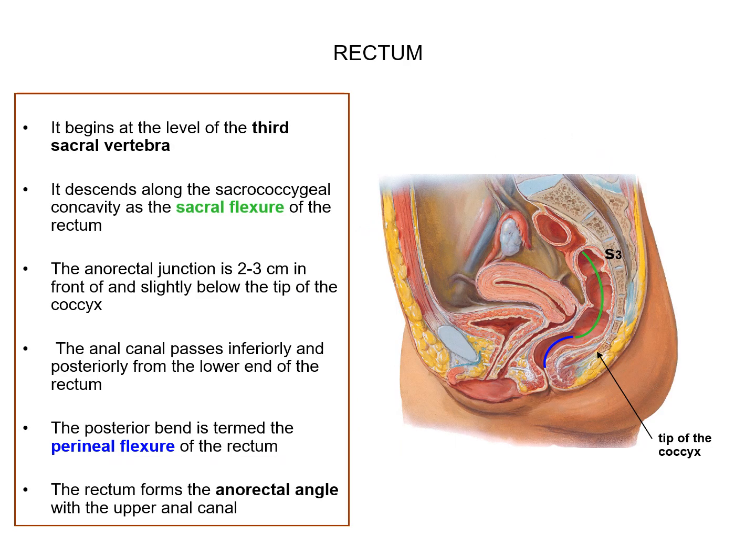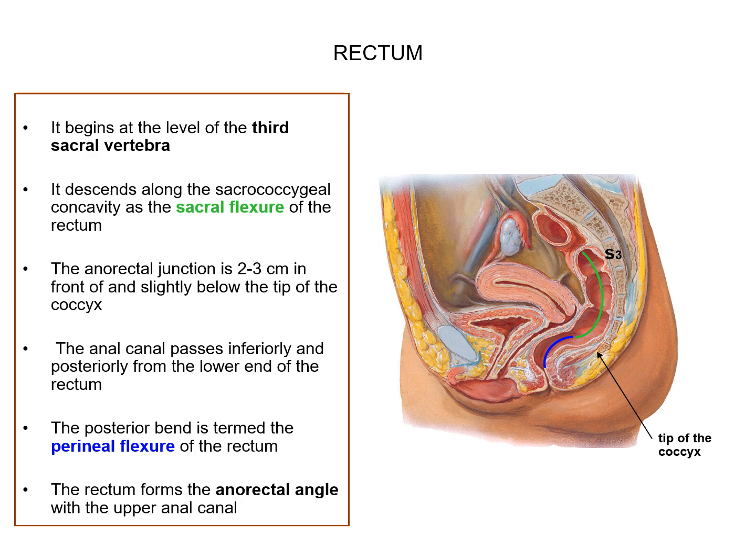The rectum descends along the sacrococcygeal concavity as the sacral flexure of the rectum to join the anal canal by passing through the pelvic diaphragm. The anal rectal junction is 2 or 3 centimeters in front of and slightly below the tip of the coccyx, which is opposite the apex of the prostate in males. From this level, the anal canal passes inferiorly and posteriorly from the lower end of the rectum.